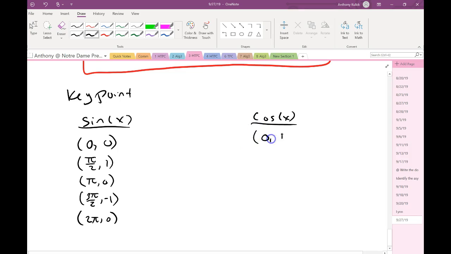With cosine, at 0 degrees, it's 1. At pi over 2 or 90 degrees, it's 0. At 180 degrees, it's negative 1. At 270 degrees, it's 0. And at 360 degrees, it's 1.